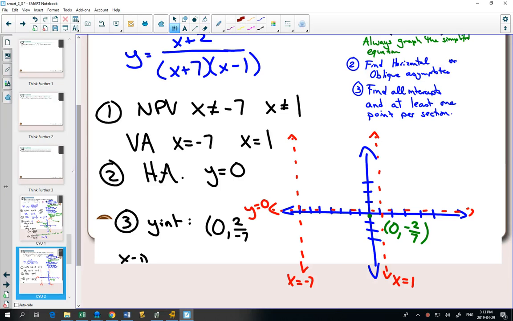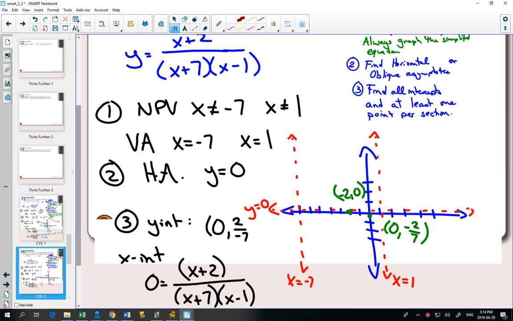X-intercepts. If you make y equal to 0, again, the only time a fraction can equal 0 is when your numerator is equal to 0. And this can happen at x equals -2. So initially, this should feel somewhat wrong, because you have an x-intercept and you have an asymptote at y equals 0. Your graph is going to go through your asymptote. That might not make you feel very good, but it can happen with horizontal asymptotes.